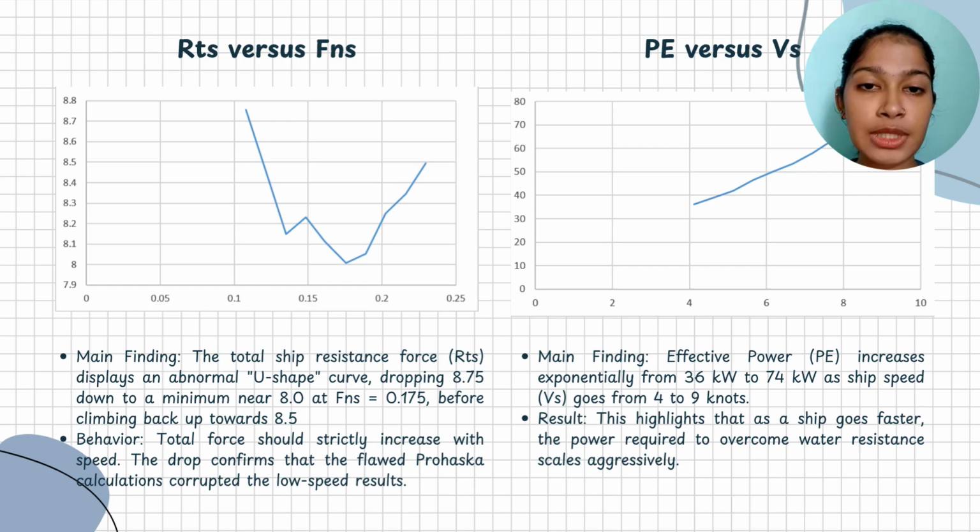Next is PE versus VS. So the main finding of this graph is effective power PE increases exponentially from 36 kW to 74 kW as the speed of the ship, VS, goes from 4 to 9 knots. So the result highlights that as a ship goes faster, the power required to overcome the water resistance scales aggressively.